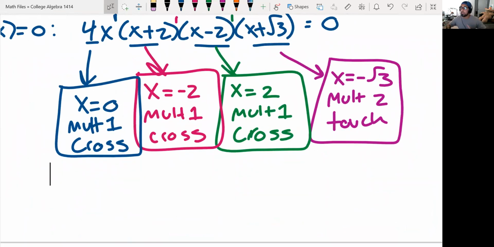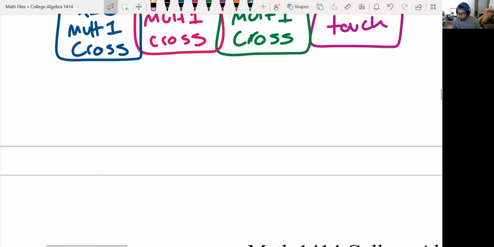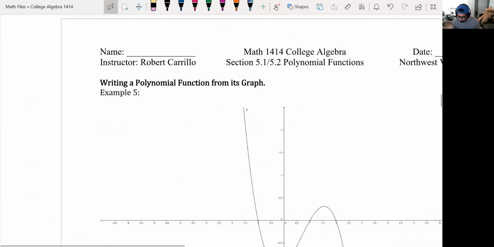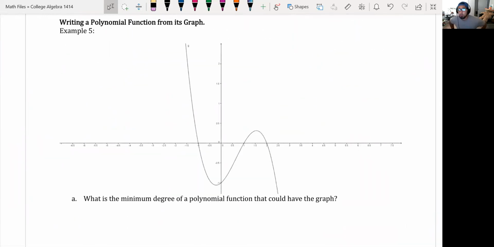Okay, so that's how multiplicities work. The next page, we're going to be given a graph. We have to examine the graph and look at the x-intercepts if the graph either crosses or touches. That will give us some information about it. So let's try it out. Okay, so this example says write a polynomial function from its graph. All right, we are given the graph, and the first question says, what is the minimum degree of a polynomial function that could have the graph?